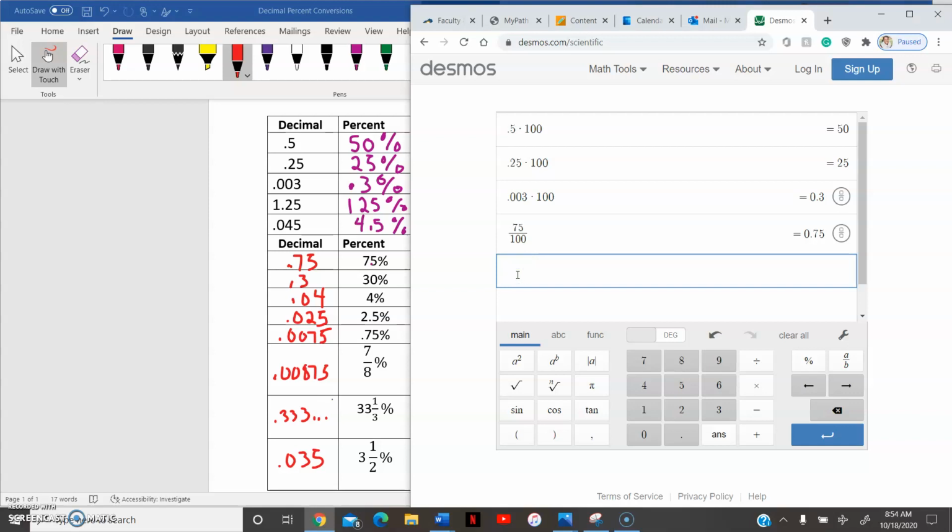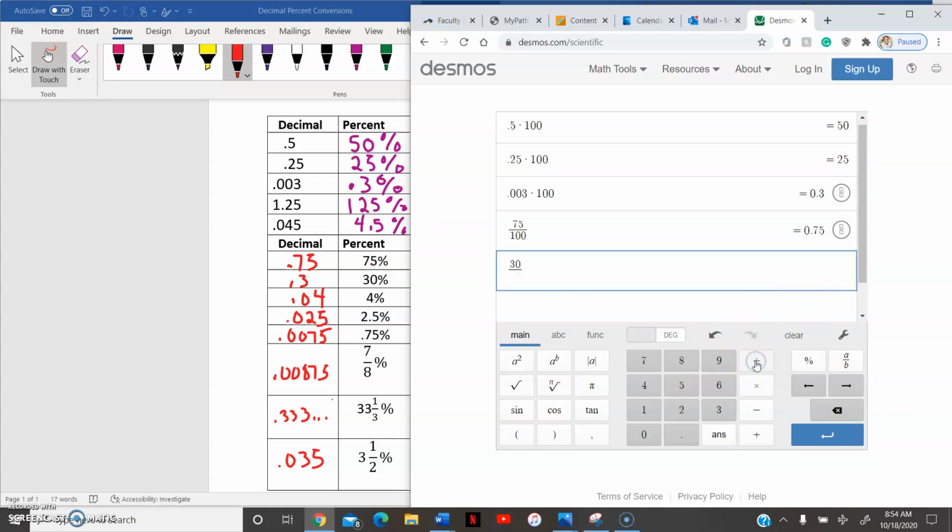For instance, let me do the 30% one. So if we have 30%, we want to write it as a decimal. If we don't know what it is, we can, of course, divide. So I'm hitting the divide key, by 100. Notice how it writes it as a fraction and then puts the answer right over here.